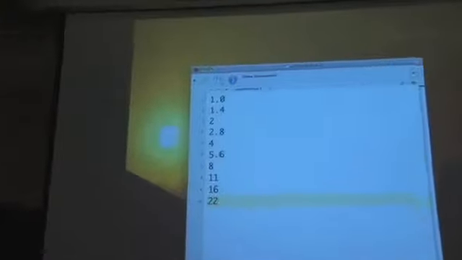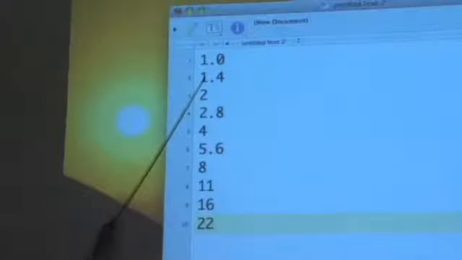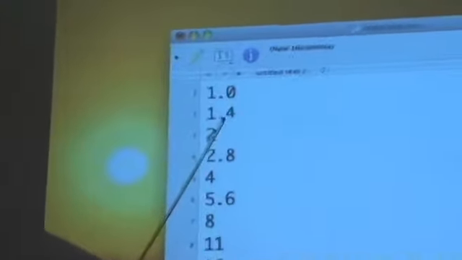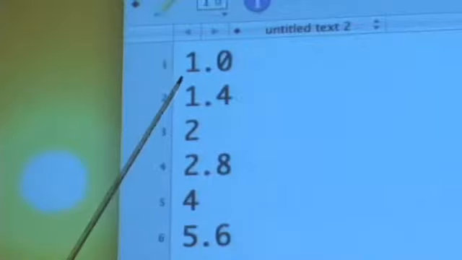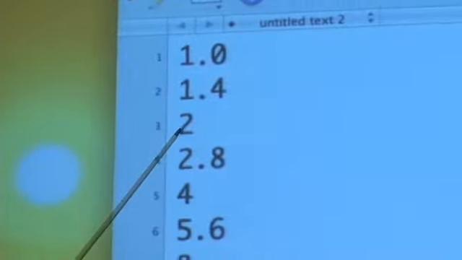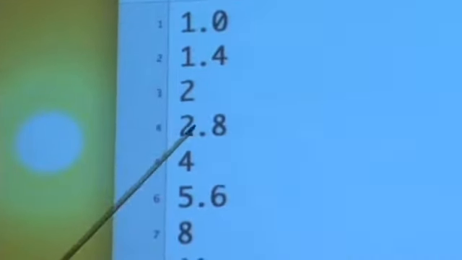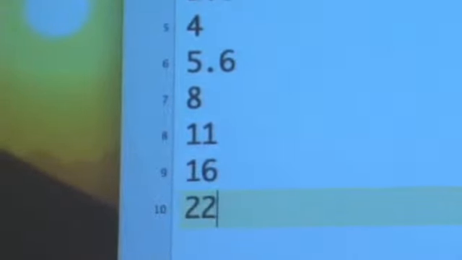But there's a very easy way to remember this, and that is to memorize these first two numbers, 1.0 and 1.4. Just remember those, and then double each one. So you double the first one first: 1.0 times 2 is 2. Then you double the next one: 1.4 times 2 is 2.8. And you just keep going. 2 times 2 is 4. 2.8 times 2 is 5.6. 4 times 2 is 8. 5.6 times 2, and then they round a little bit, is about 11. So on and so forth.